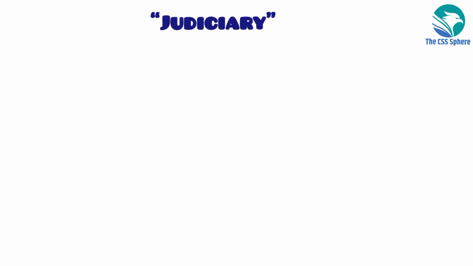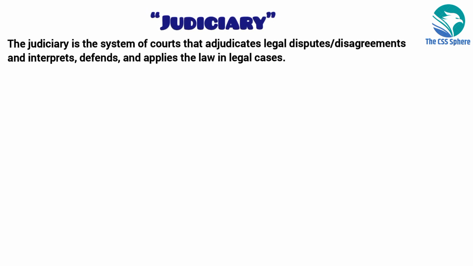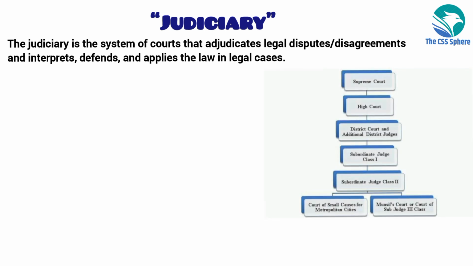The next form of the government is judiciary. The judiciary is a system of courts that adjudicates legal disputes and interprets, defends, and applies the law in legal cases. It consists of a hierarchical structure. The highest court is the Supreme Court, under which the High Court works. These courts go from grassroots to basic level.